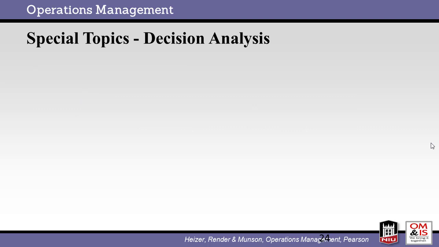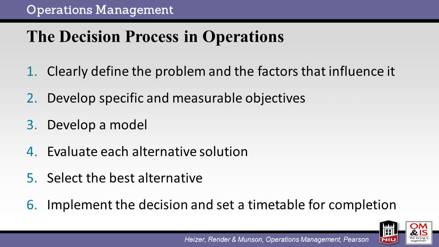Special topics: decision analysis. Decision analysis is used by operations managers to use data to make key decisions. We start by defining the problem and the factors that influence the outcome. We develop measurable objectives and a model. We evaluate each alternative using the model and select the alternative with the best outcome. Finally, we implement the selected alternative and verify the results.